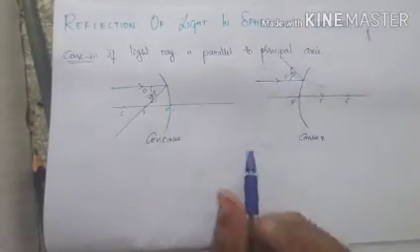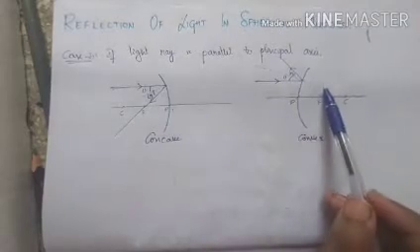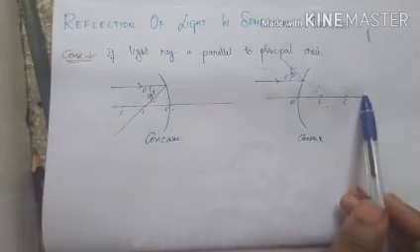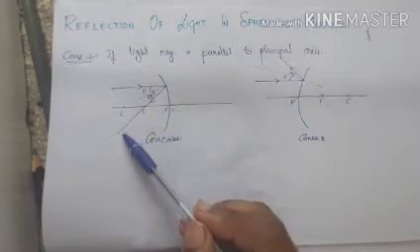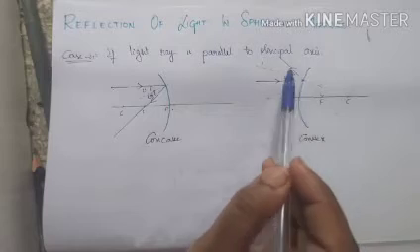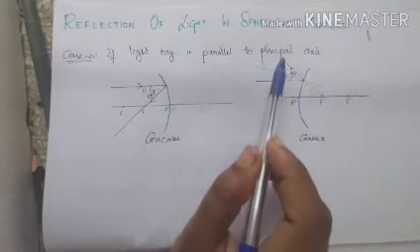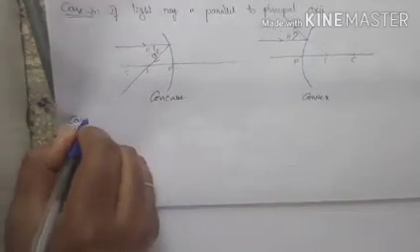The thing you have to remember is, if the light is parallel to the principal axis, for both concave and convex mirrors, the light will get reflected through, or appear to come from, the principal focus point. So here is my principal focus point. Clear? And the second one is case 2.